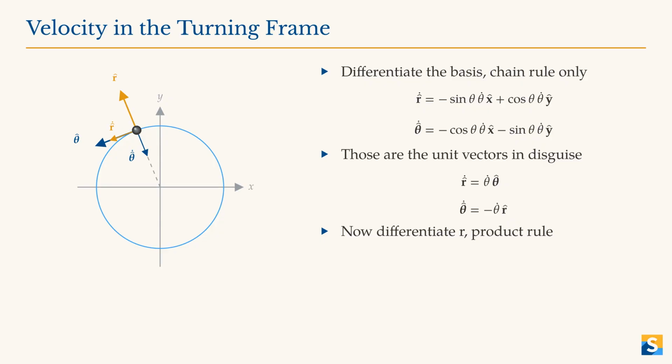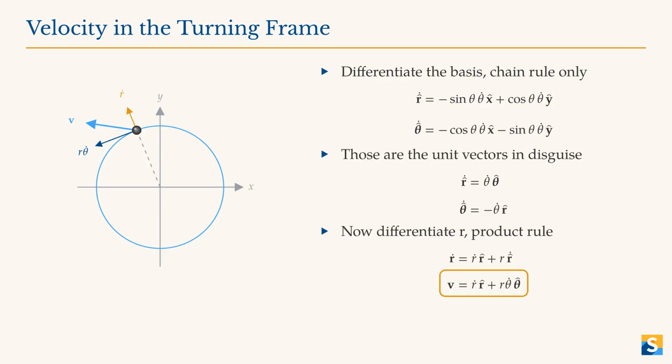The position vector is r times r hat, so the product rule hands us two pieces. Substitute the basis derivative we just earned, and the velocity lands in its final form on the slide. Clear the scaffolding and keep the two clean components on the point.